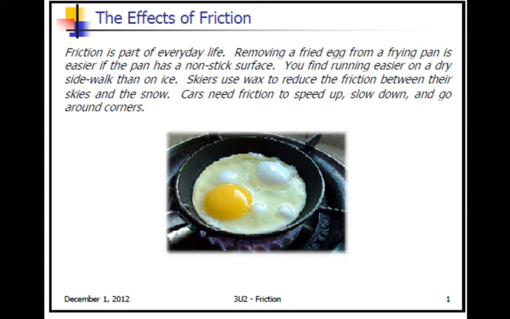So in order for a tire to start moving, it has to catch and kind of start pulling off the floor. In order for it to slow down, it has to increase the amount of friction so that it starts to slow down.